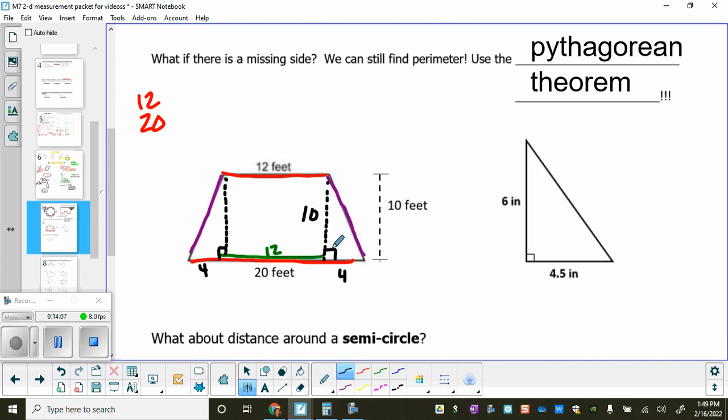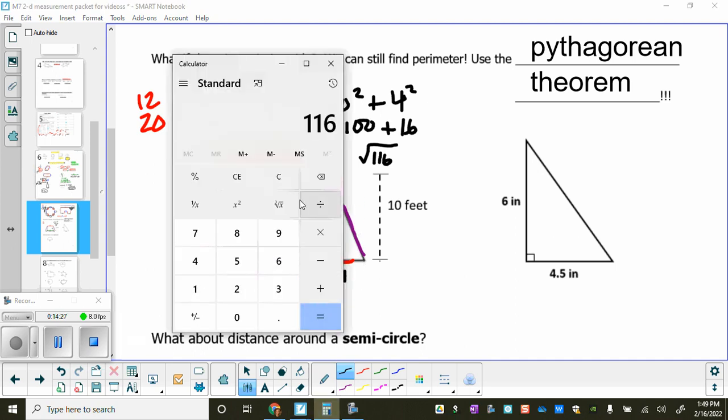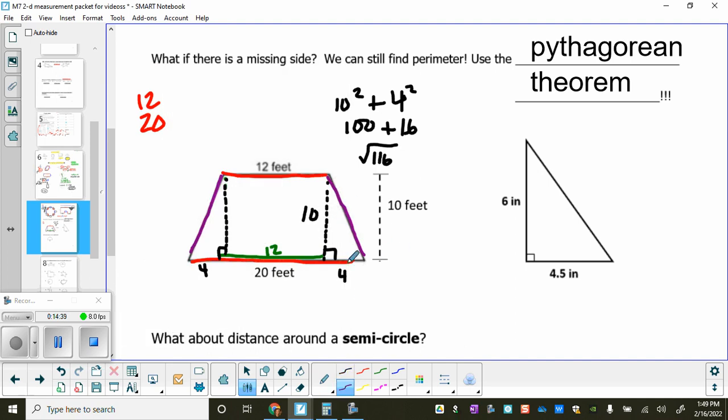Now the Pythagorean theorem says if you have 2 legs, you could do 10 squared plus 4 squared. And when we do the 100 plus the 16, we can take the square root of the 116, and we found our purple side. So 116, when I take the square root of that, I'm going to round it to a 10.8. This 7 is going to bump that up to a 10.8. All right, so if the purple part is 10.8, and there's 2 of them, I've got a 10.8 that I'm going to add, and another 10.8 that I'm going to add.